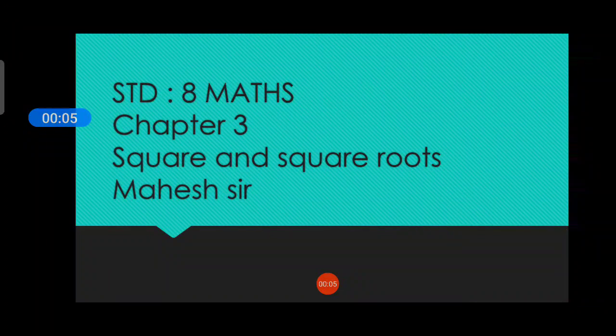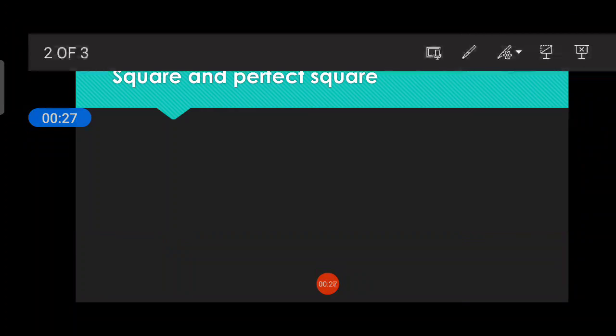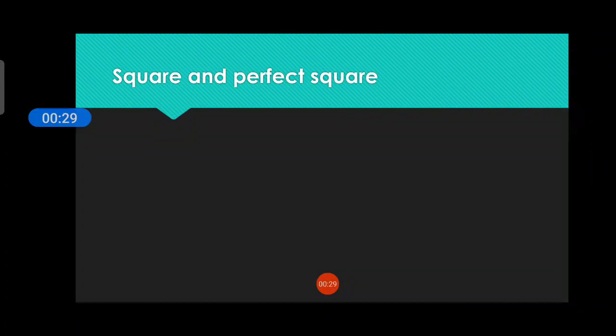So, we will start today chapter number 3 in our mathematics, squares and square roots. In your syllabus, this chapter is included. Even we will go for chapter number 4 also. Here I want to discuss some important terms, that is square and perfect square.